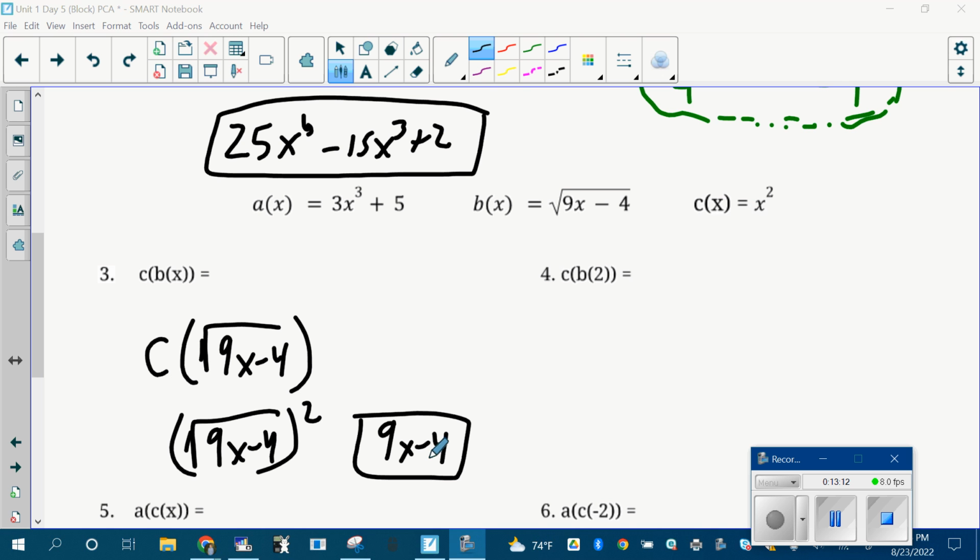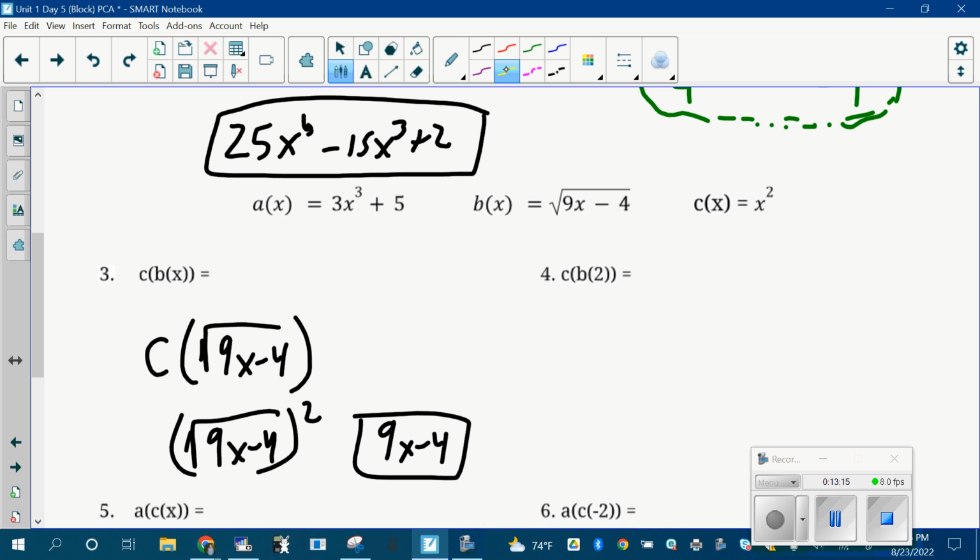Okay. Notice this next problem looks slightly different. It says c of b of 2. Okay, now I'm not sticking a function into another function. They're actually giving me a number. The way to do one of these where you actually have a number on the inside is to work inside out. Definitely work inside out on these. Work from the inside to the outside. And start here. B of 2.